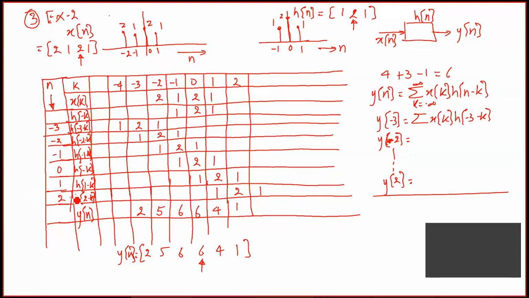For n equal to 2, this is h of 2 minus k with x of k. We have just one overlapping term, and that gave you y of 2. So from n equal to -3 till n equal to 2, there are 6 terms. So this is that third method.